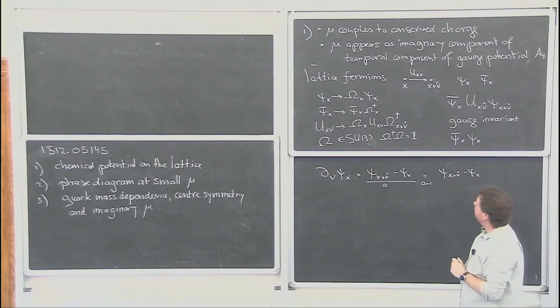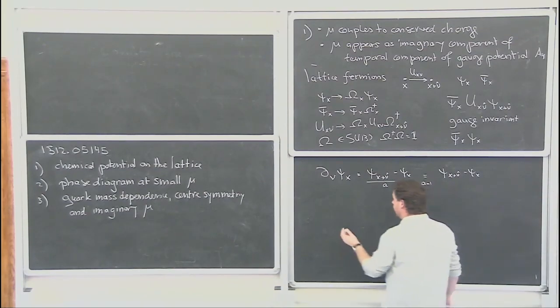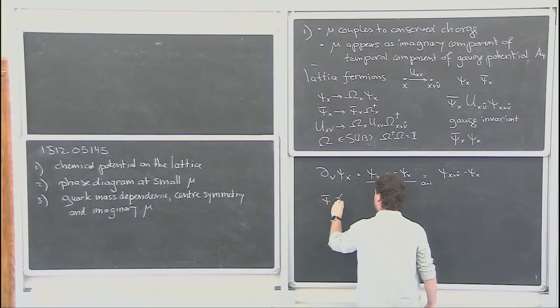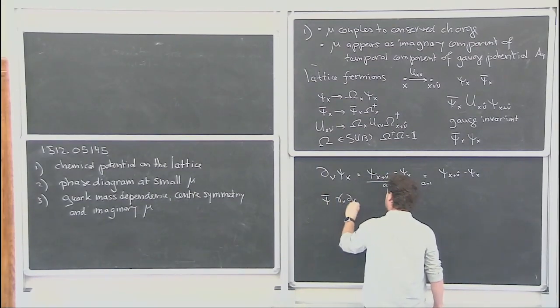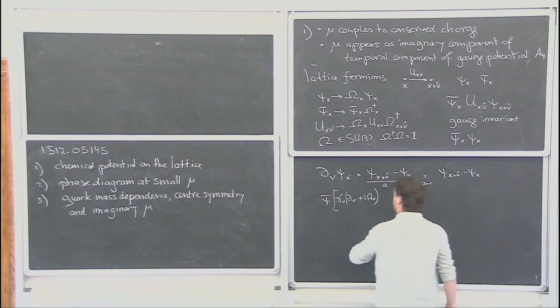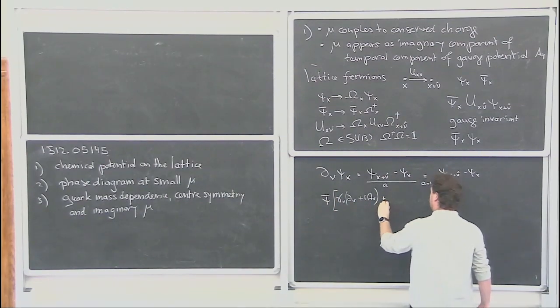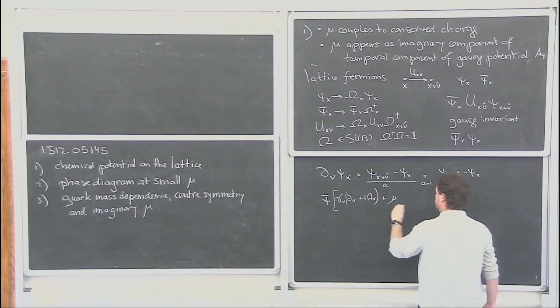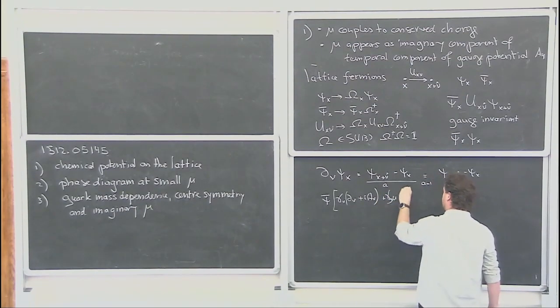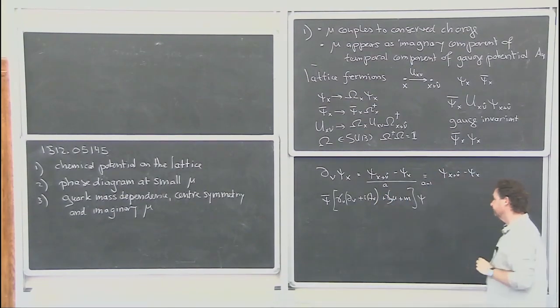Now, how did we introduce chemical potential? It was something of the form psi bar gamma nu, d nu minus or plus i A nu if it's an abelian field, plus mu gamma 4 plus m times psi.